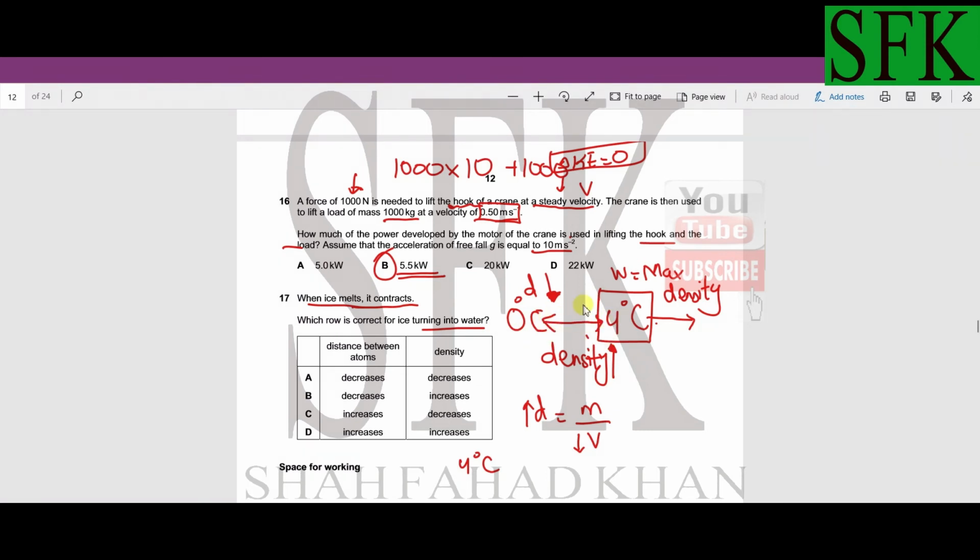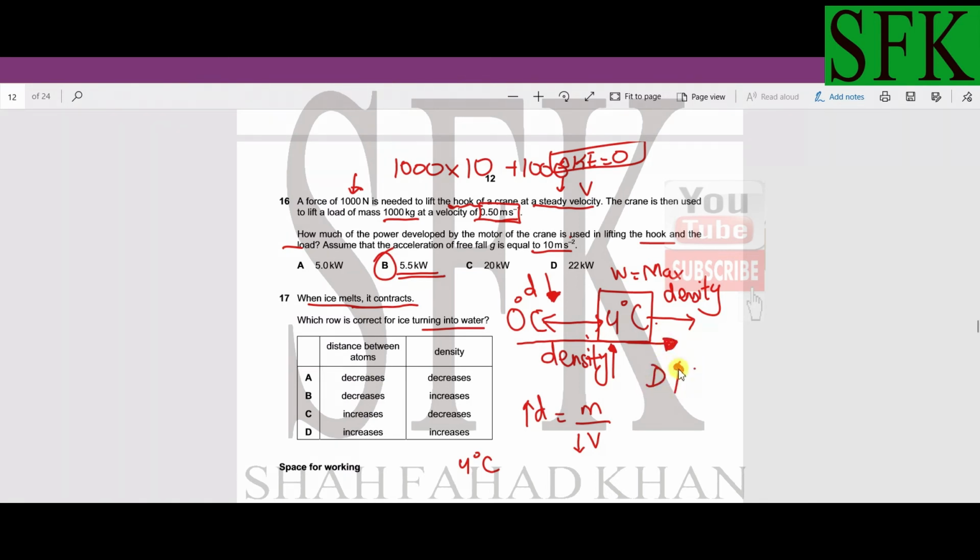Okay, because the volume, or basically the spacing between the molecules of water, increases as we go from 4 degrees Celsius to 0 degrees Celsius. If the volume in that case increases, then the density will have to decrease. But now we are melting the ice. Melting the ice would mean that we are going from 0 degrees Celsius to 4 degrees Celsius. This actually would mean that the density is increasing.